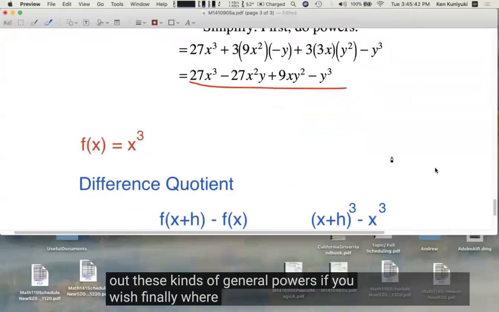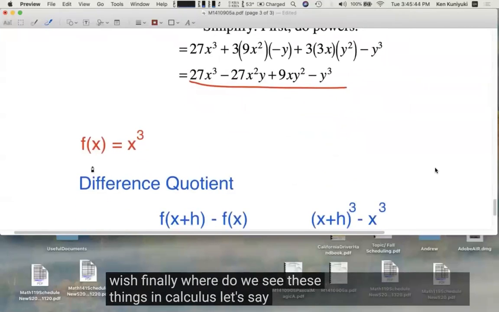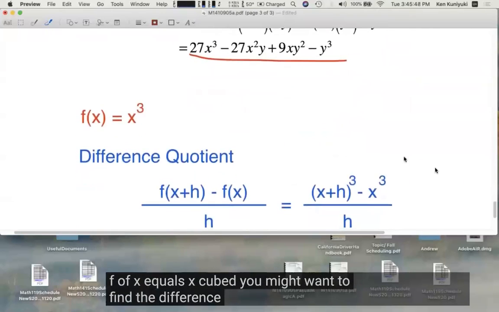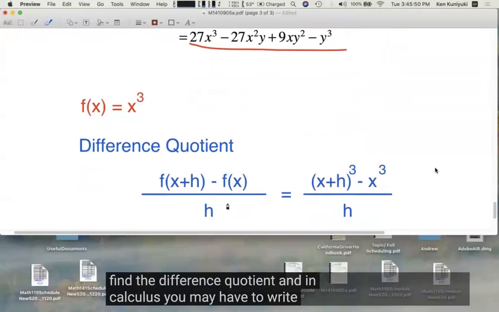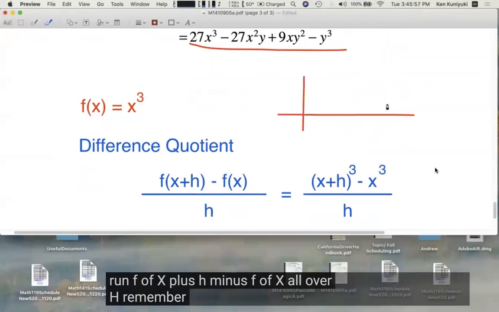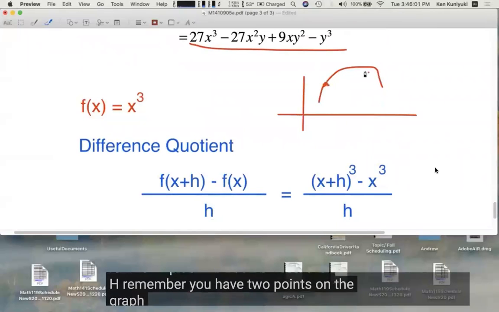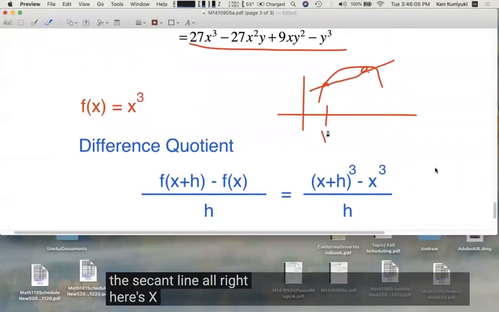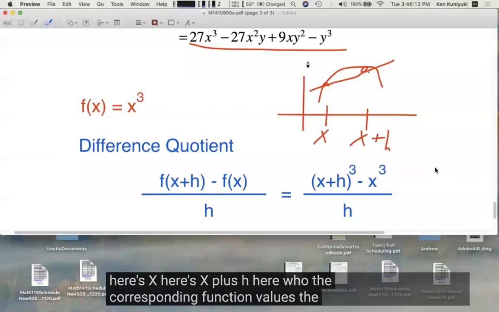Finally, where do we see these things in calculus? Let's say, for example, f of x equals x cubed. You might want to find the difference quotient, and in calculus, you may have to, right? Rise over run, f of x plus h minus f of x all over h. Remember? Okay. You have 2 points on the graph of f. You want to know the slope of the secant line, right? Here's x plus h. Here are the corresponding function values, the y coordinates.